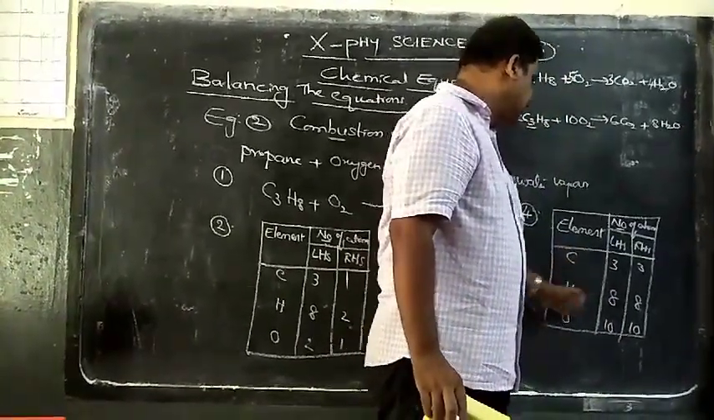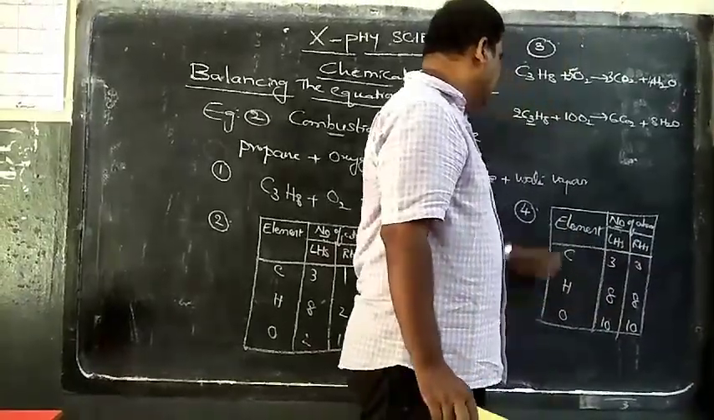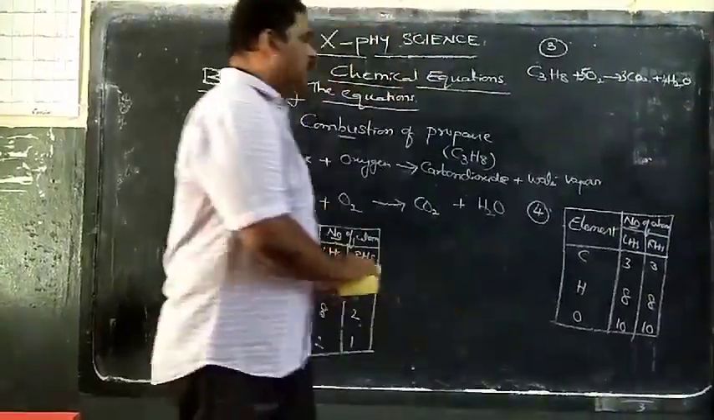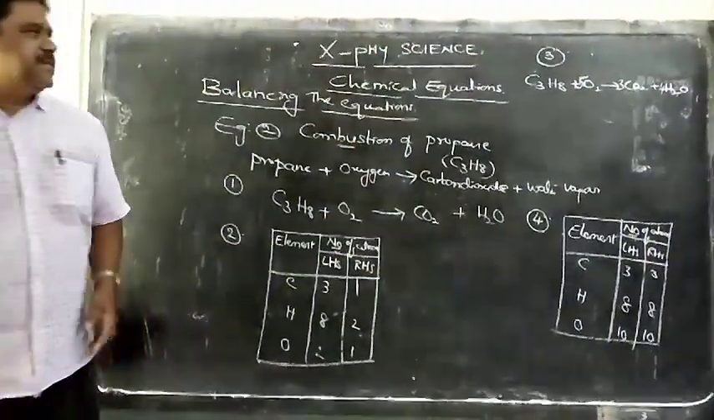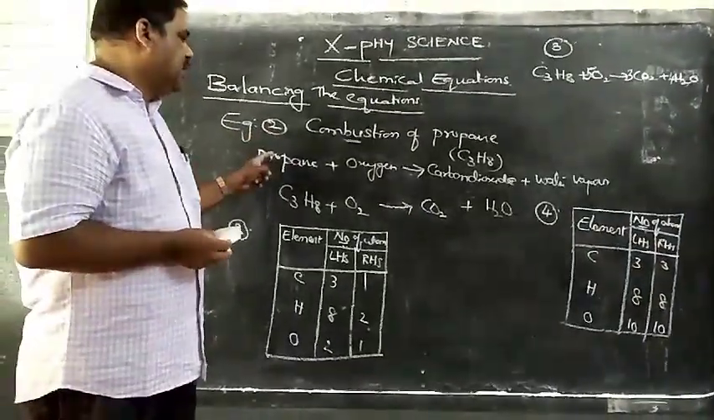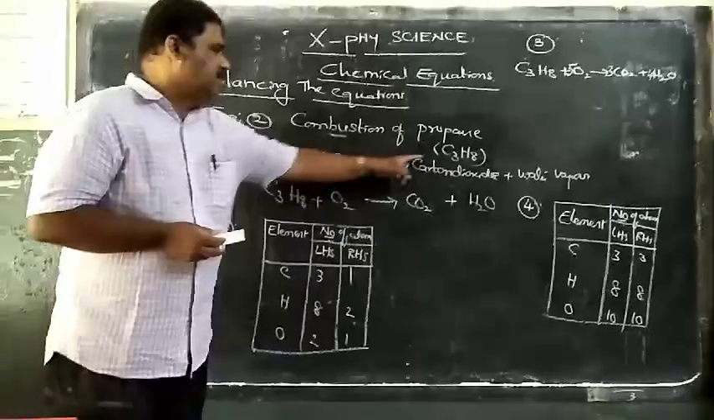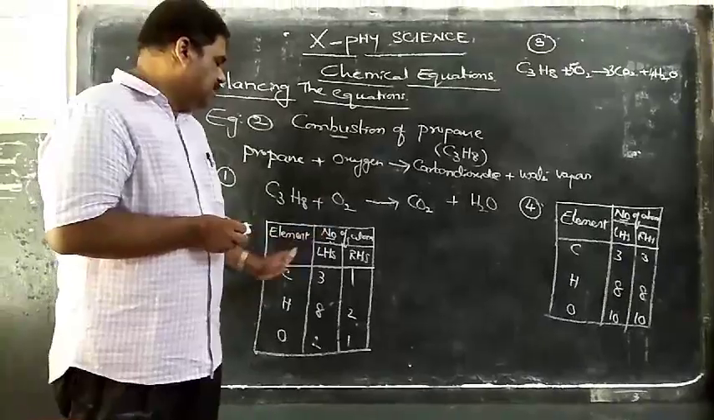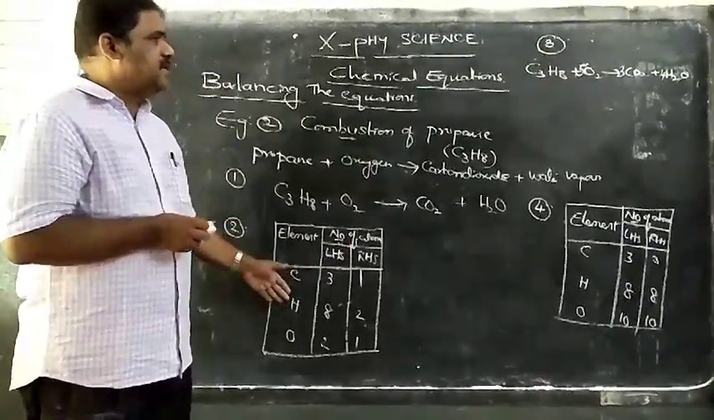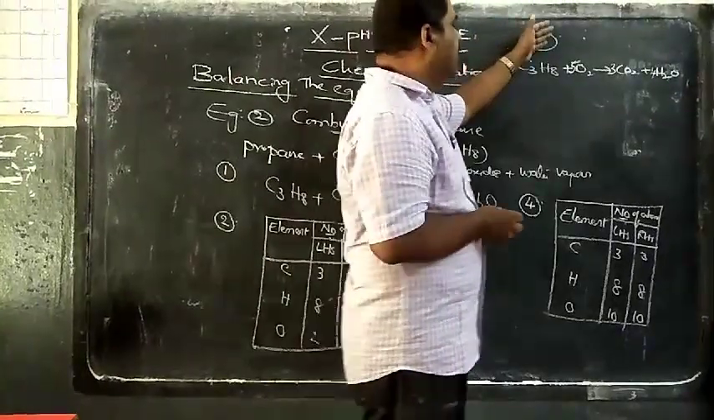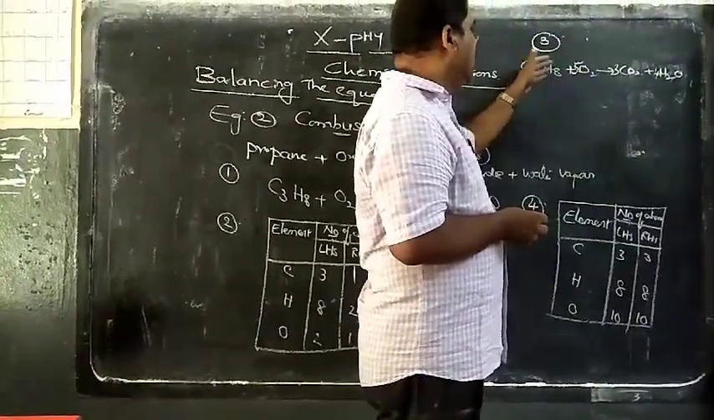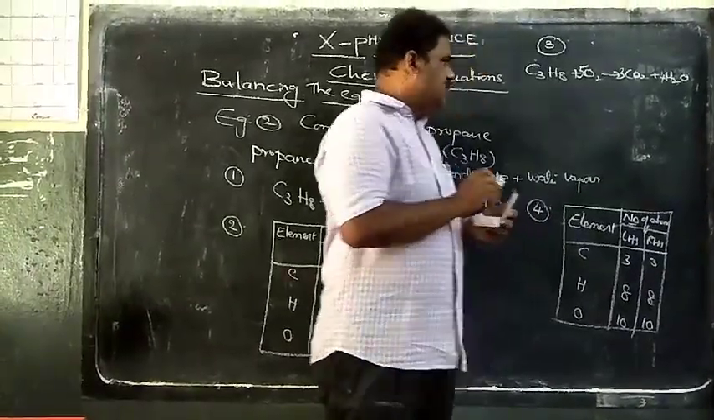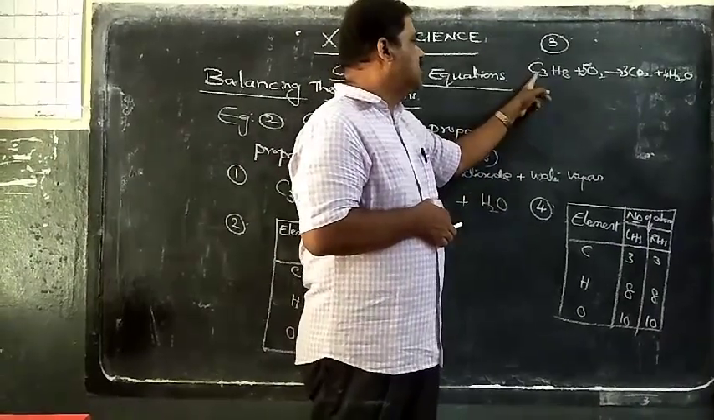So if the number of atoms of an element on the left side and right side is the same, we call this equation a balanced chemical equation. So it is balanced. Like this, there are 4 steps to balance an equation. In the first step, we should write the reactants and products with their formula. In the second step, we should write the number of atoms of elements on the left side and right side, and we should balance it. And in the third step, if any common factor is there in the coefficients, we can take it out. While taking out the common factor, we should not disturb the ratio of atoms in a molecule.